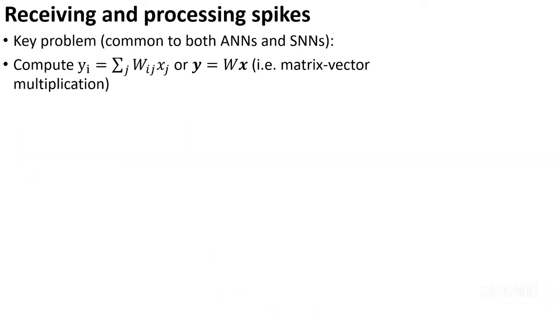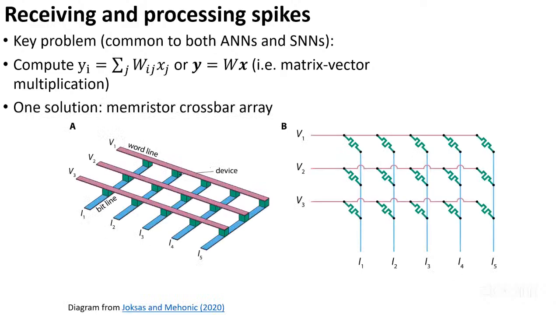So perceiving and processing spikes is a complex problem, but people are looking into it. One of the solutions is the memristor crossbar array, where we use the cross connection of the bit line and the word line to perform the computation, which is called the multiply and accumulate operation, or MAC operation.